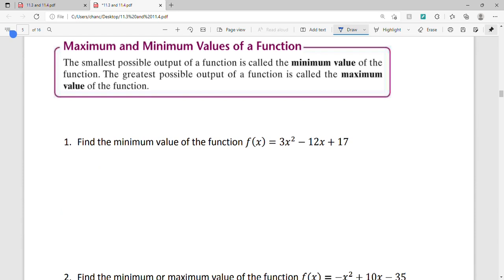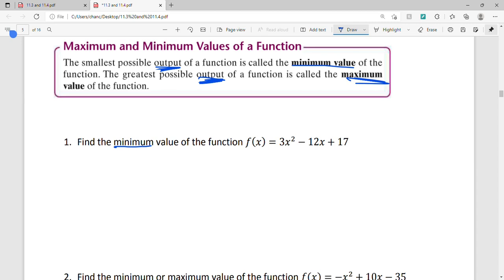Let's look at the maximum and minimum values of a function. The smallest possible output of a function is called the minimum value of the function. The greatest possible output, again they mention that word output, of a function is called the maximum value of a function. Let's find the minimum value of the function f of x equals 3x squared minus 12x plus 17.